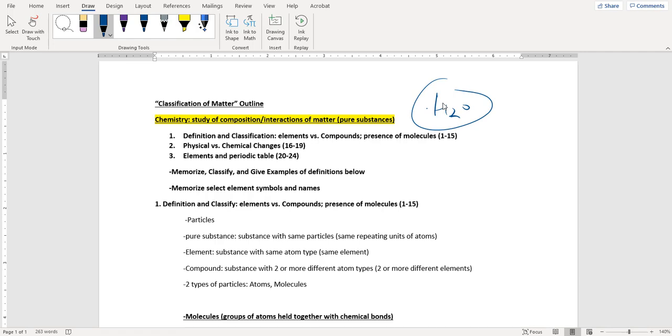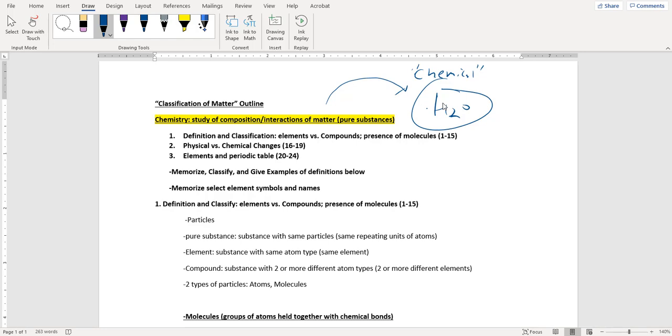Now, any piece of matter can actually be considered, and usually it has to be a pure substance, but it can be considered a chemical. So think pure substance is a chemical. So water is a chemical. It doesn't have to be something nasty or disease or a carcinogen. So keep that in mind.